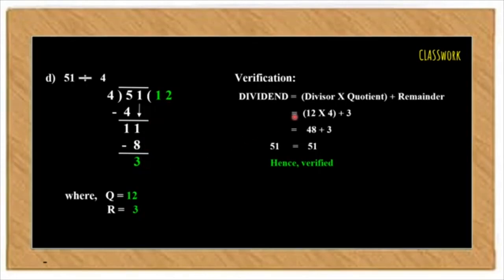We put these values in the formula for verification to obtain 12 multiplied by 4 plus 3. 12 into 4 is 48 children, and when 3 is added to it, we get 51, which is our original dividend if you observe. Therefore, we write verified.